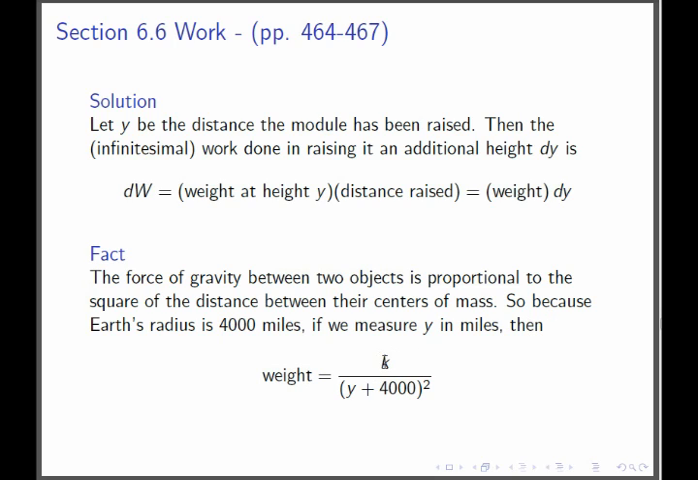It is proportional, with k the constant of proportionality, and inversely proportional to the square of the distance between their centers of mass. The distance between their centers of mass is the distance we've raised the module plus the radius of the Earth. And inversely proportional means we put that expression squared in the bottom.